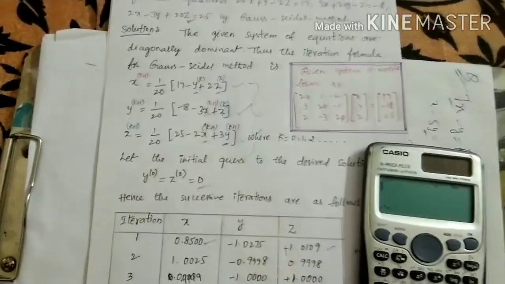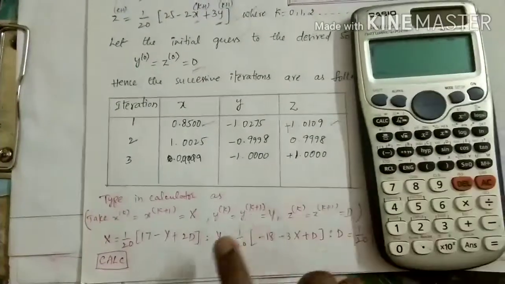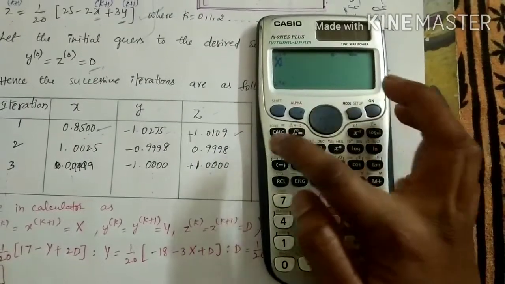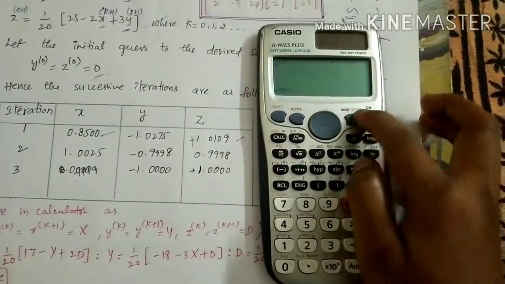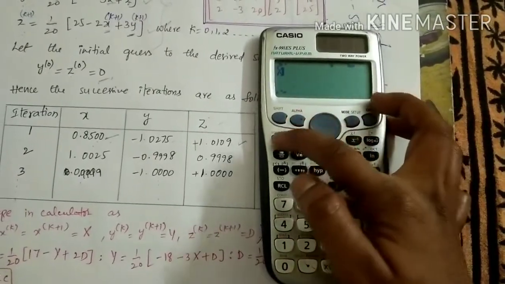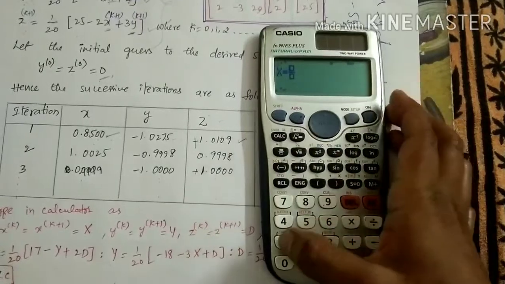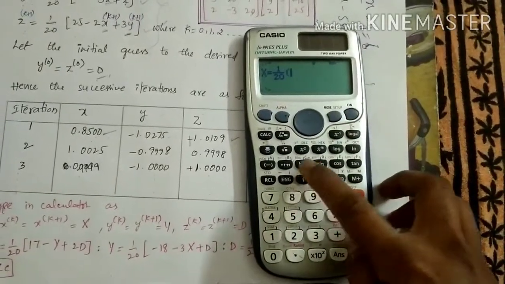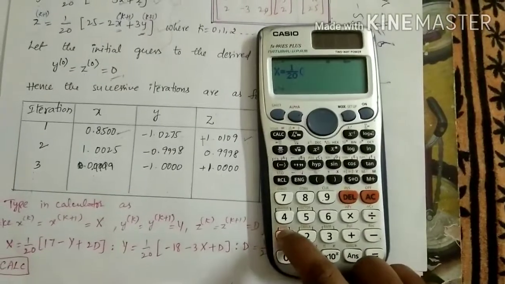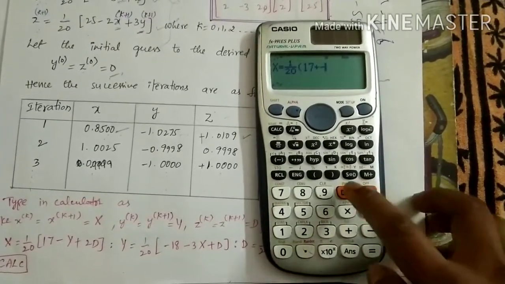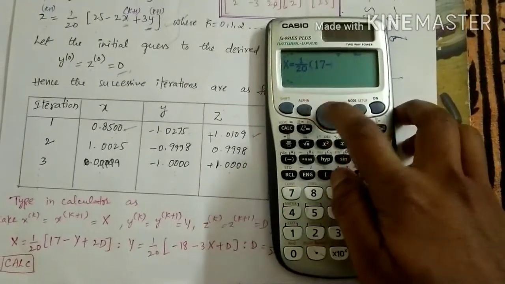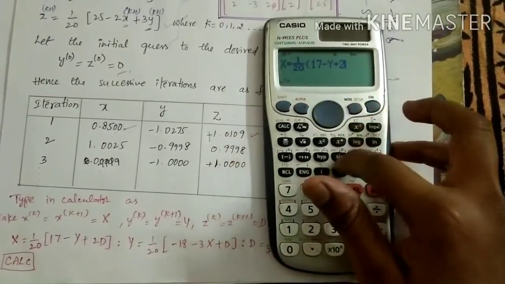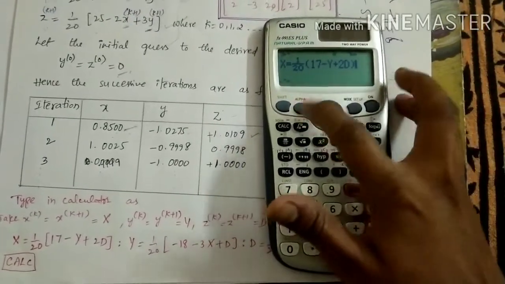So this formula is to be entered in the calculator as x equal to, or x is here, alpha x equal to 1/20 into 17 minus y, alpha y, plus 2z, which is nothing but 2d, brackets closed, colon.